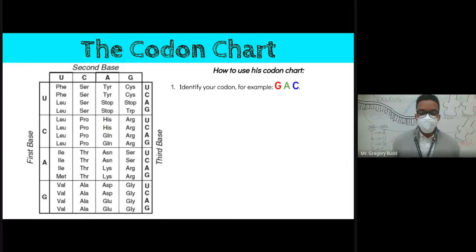So for example, let's say we've got the codon GAC. What's my first letter there? What's the first letter of that codon? Don't think about it too hard. What's the very first letter here? Good. The first base, or the first letter of the codon, is G.